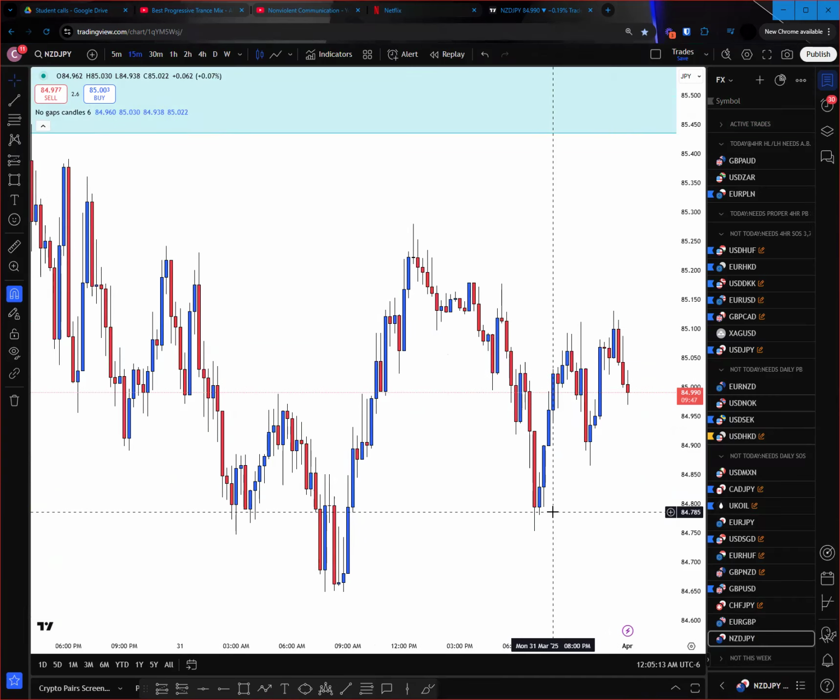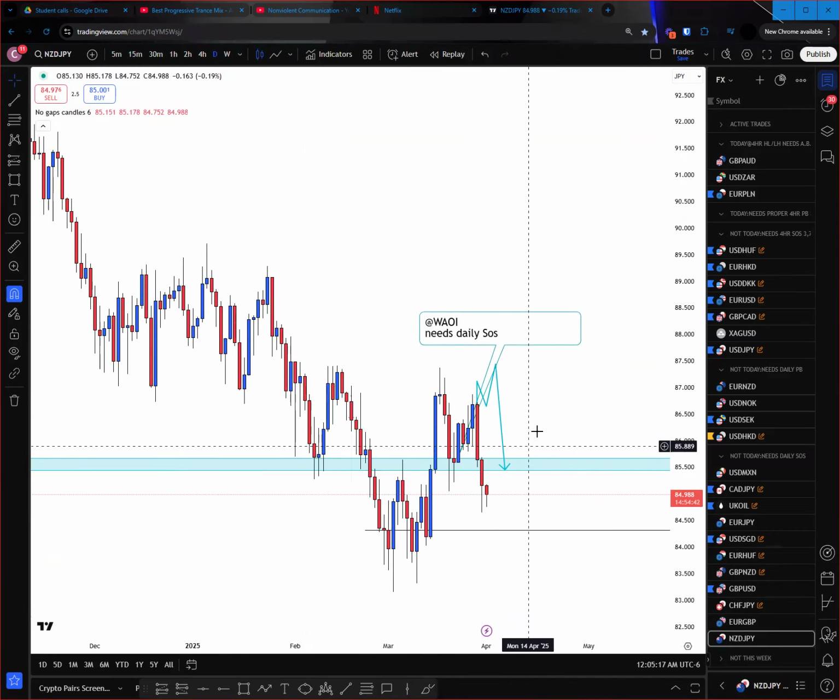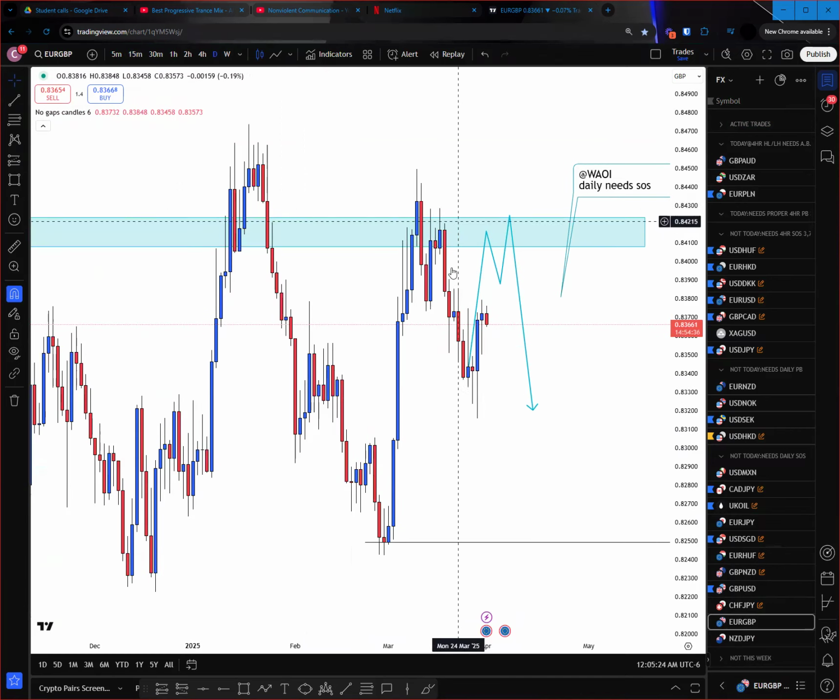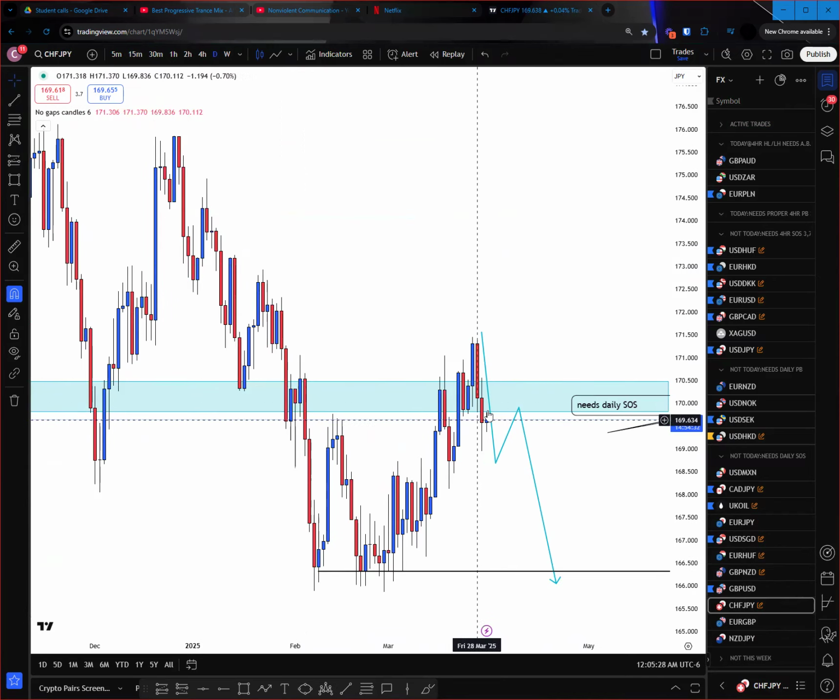Okay, here's the daily breakdown. So basically, starting off with NZD-JPY, the daily needs to have a shift of structure before we can do anything because it's bullish right now. Euro GBP, same thing. We need a daily structure to shift so we can then have a trade.